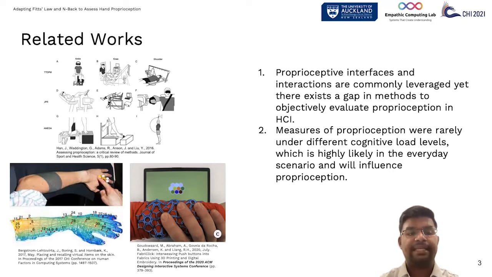Proprioceptive interfaces and interactions are commonly leveraged in HCI, yet there exists a gap in methods to objectively evaluate proprioception in HCI. Additionally, proprioception is rarely measured under different cognitive load levels, which is highly likely in everyday scenarios and will influence proprioception. These problem statements led us to propose the use of Fitts law along with n-back task to assess proprioception.